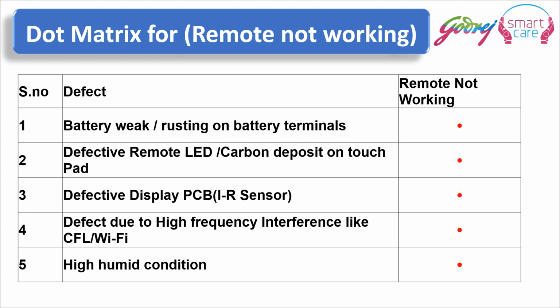There is a sensor in the display PCB which receives the signals from the remote that could be faulty. The fourth probable defect could be due to high frequency generated by some external devices which are placed very near to the indoor unit. And the fifth could be the problem because of high humid conditions. Let's look at these probable causes one by one.